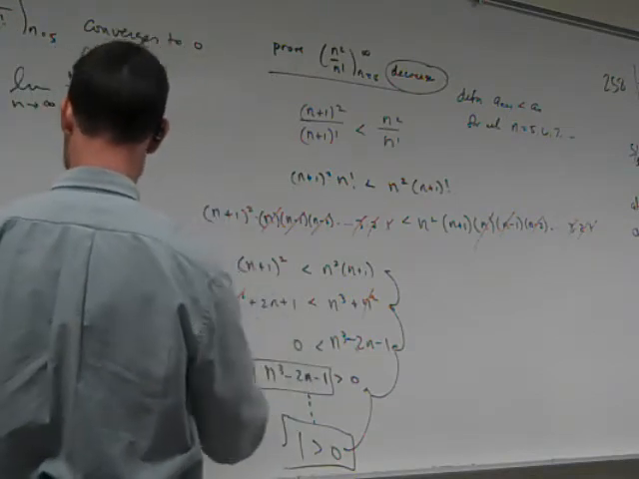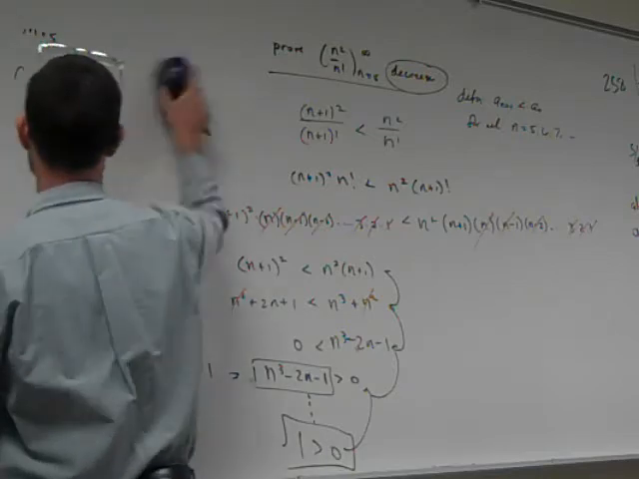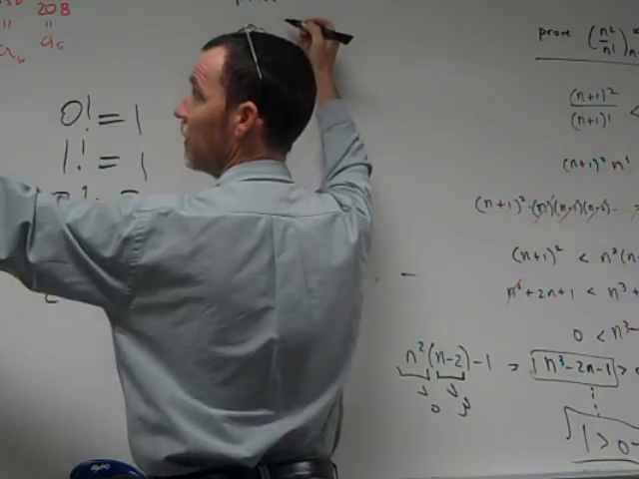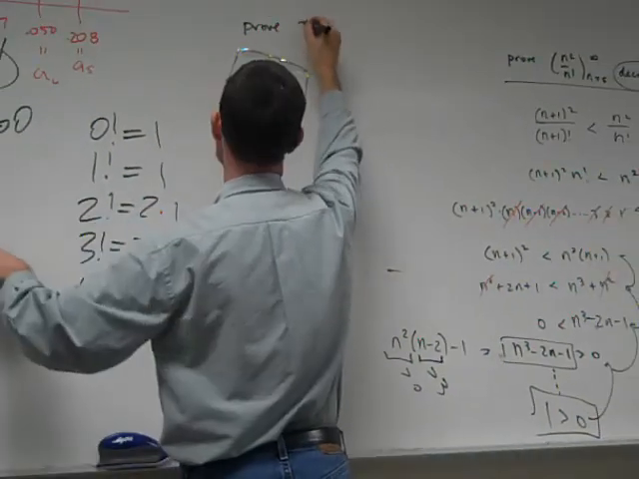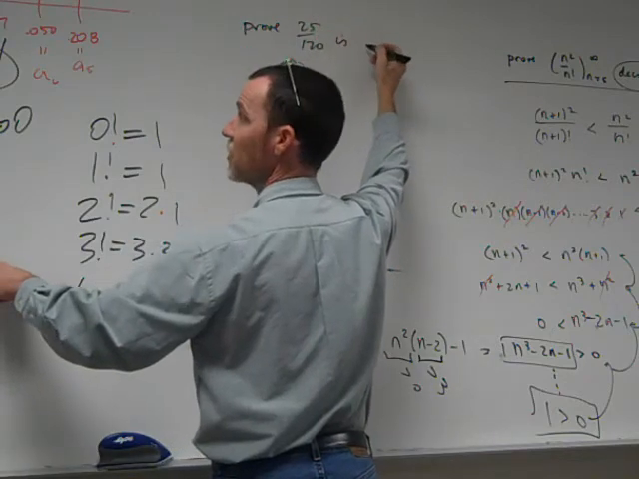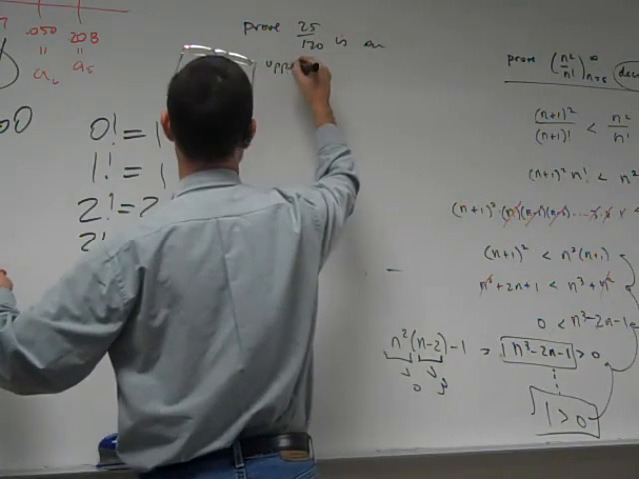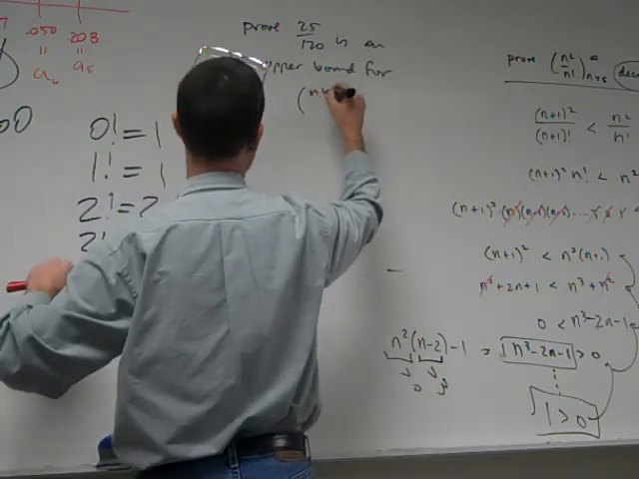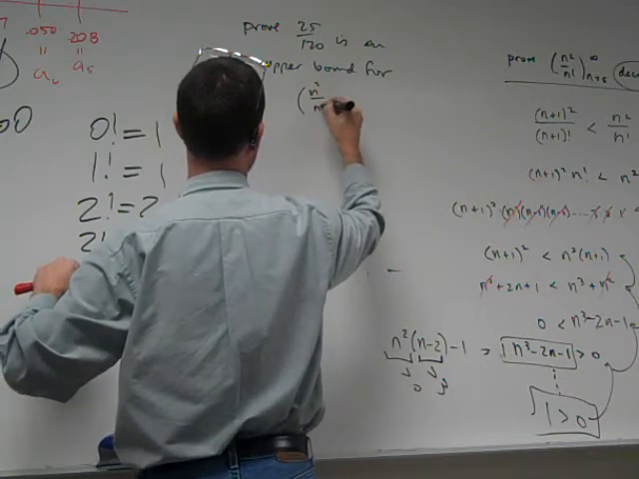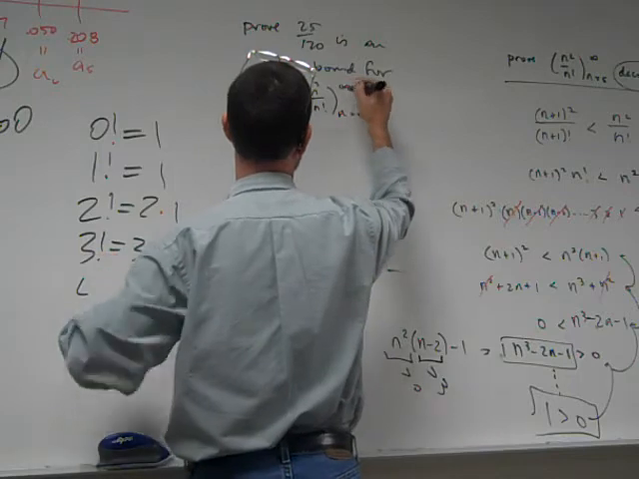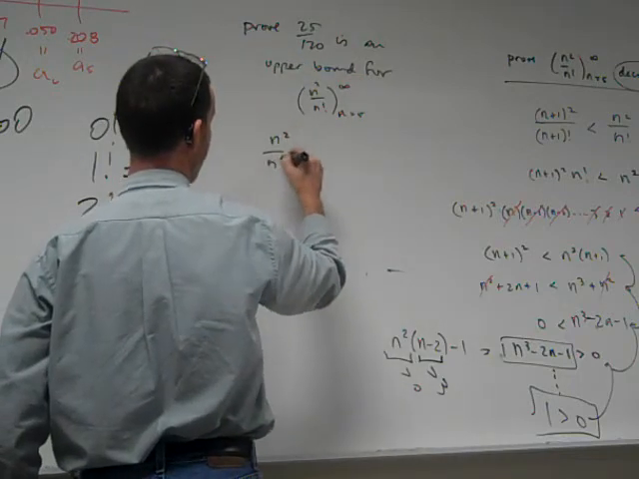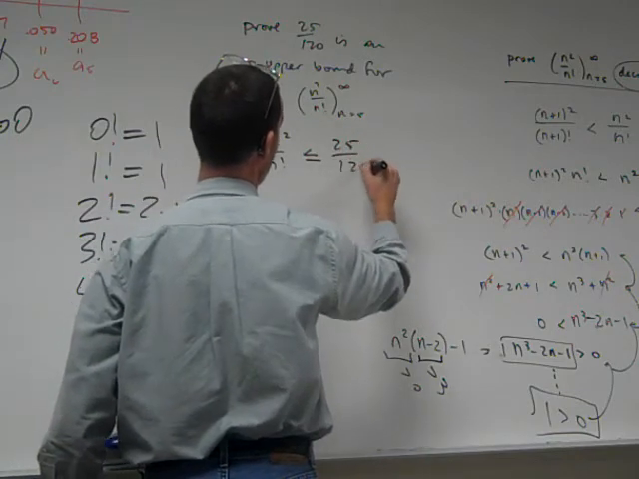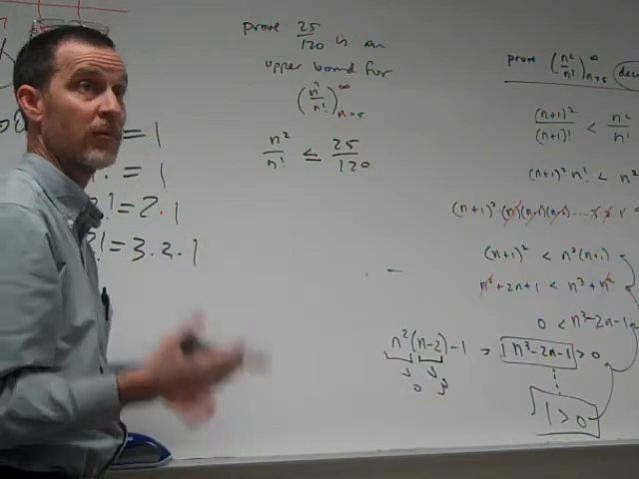Now, somebody asked about the upper bounds. So what do you have to be able to show for the upper bounds? You have to be able to prove 25 over 120 is an upper bound for n squared over n factorial. Well, you have to show that n squared over n factorial is always less than or equal to 25 over 120. So you need to multiply. That's what you have to show.